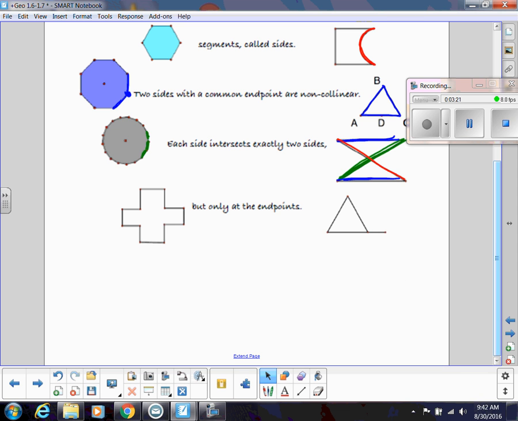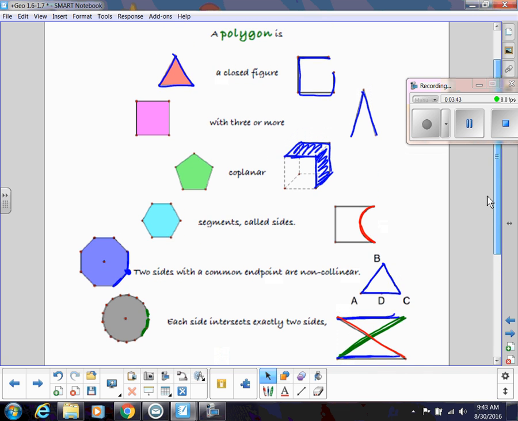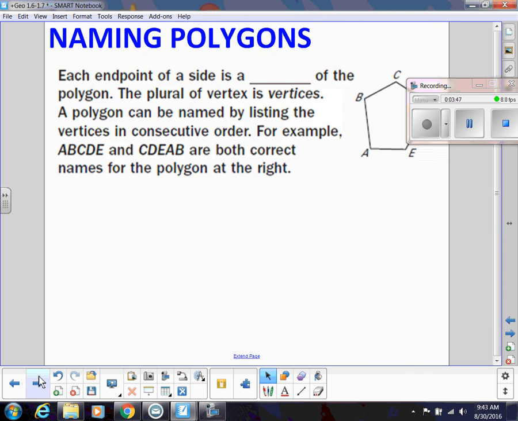Okay, and it only intersects at the endpoints. So in this counter example, this triangle, this side is extended, so that would not be considered a polygon. We would need to get rid of that extension because it would need to end right here. So all of that, if you need to go back and write that down, that's fine. But all of that is what makes up a polygon.